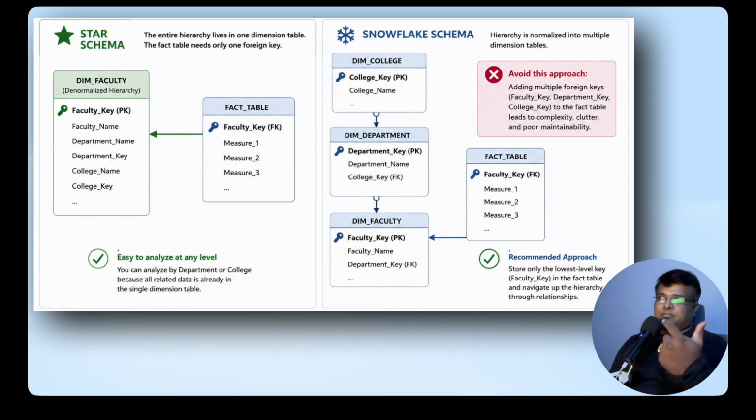Moving up one level, the department dimension here, it also follows the same pattern. It has this primary key as department key and a foreign key that is pointing to the primary key of the college dimension table, right? And then this college dimension table is at the top of the hierarchy. That means it does not need any foreign key. It just has this column definition and then one primary key. That's it. Now let us switch to the fact tables.